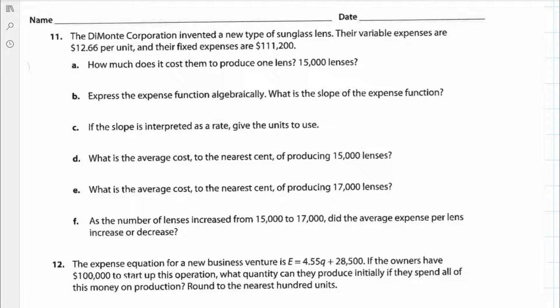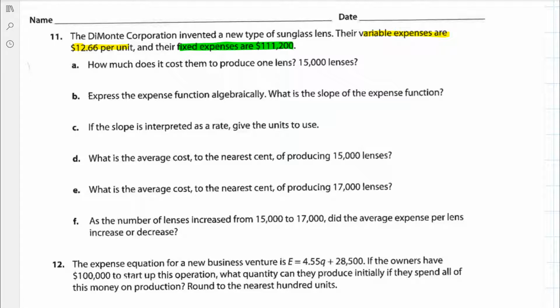So here we go. The DeMonte Corporation invented a new type of sunglass lenses. The variable expenses are $12.66 per unit. So we know a variable cost right there. It depends on the number of units sold to determine the total expense. And we're also given fixed expenses. There's all kinds of fixed expenses in business. It says, how much does it cost them to produce one lens and then 15,000 lenses?